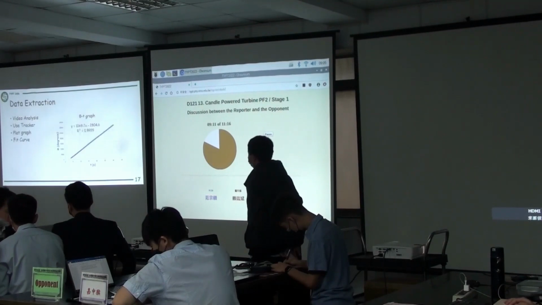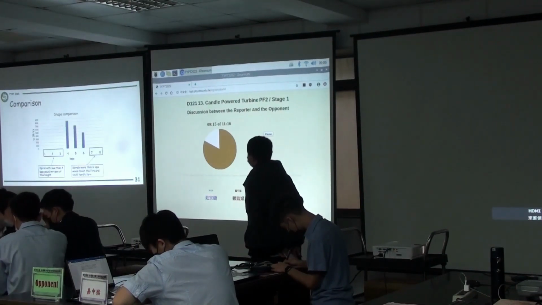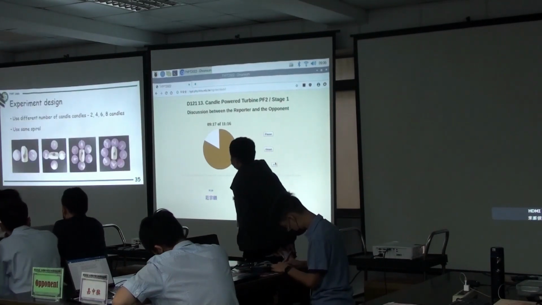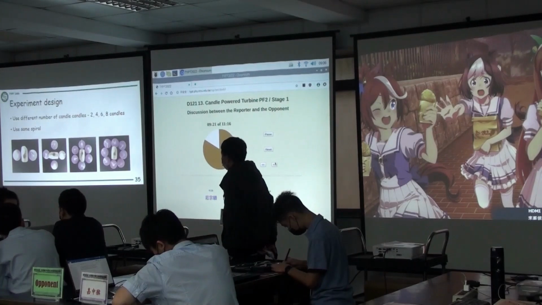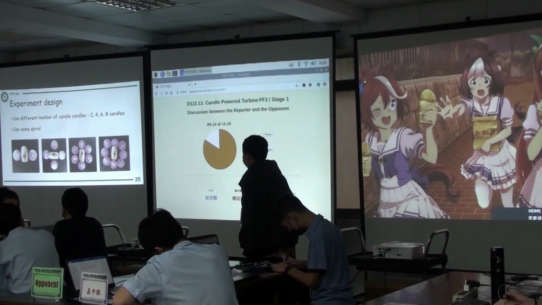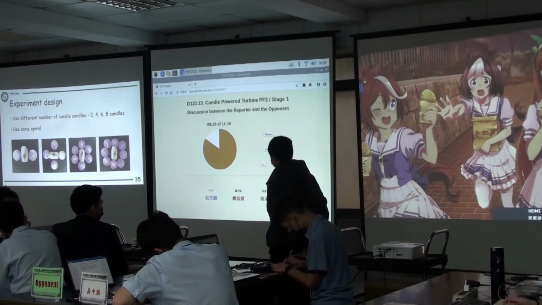So that's why later on in our experiment, we all use candles arranged symmetrically, which is good for this experiment. Do you have any questions?